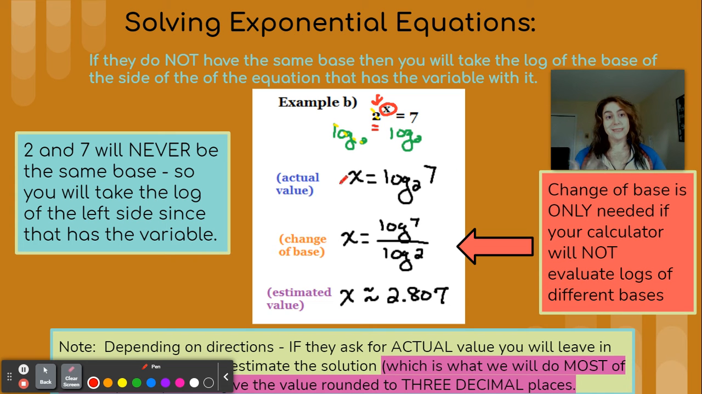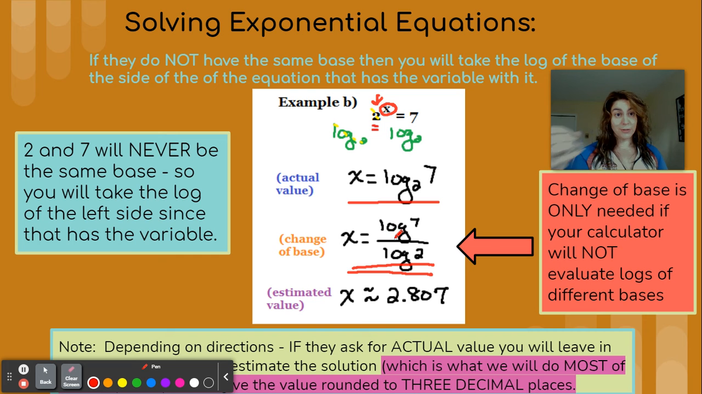Now, notice I have 3 different things written here, and it really depends on the direction. So you need to be aware of what they're asking you. If they want the actual value, it's log base 2 of 7. That is your actual value. If they want it to show change of base, remember that's when we take the log of the argument divided by the log of the base. So log of 7 over log of 2. If they want an estimated value, which for the most part, that's probably what they're going to ask for, then we can just put this in a calculator and find out what it equals.